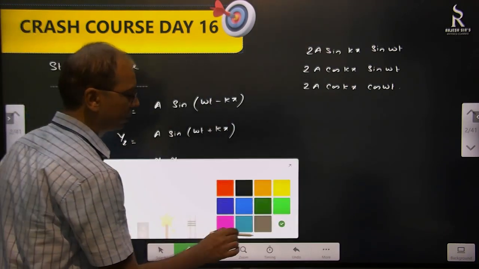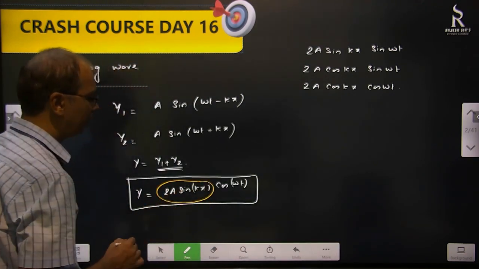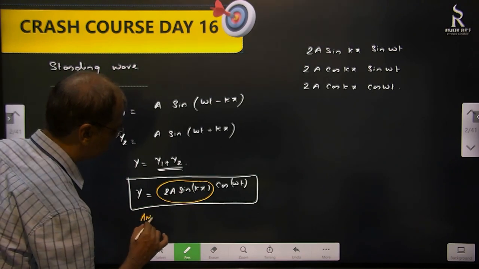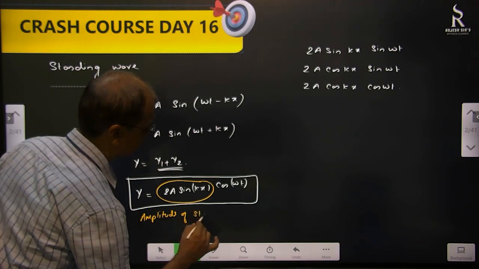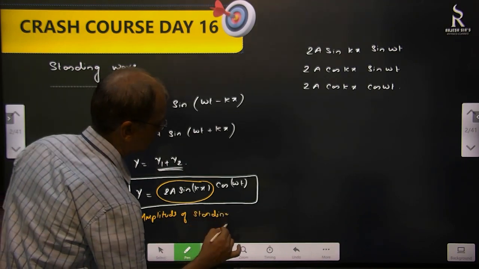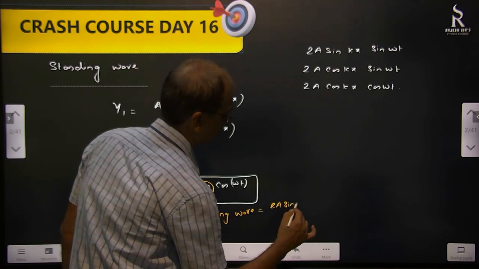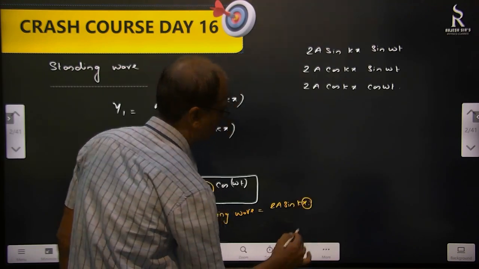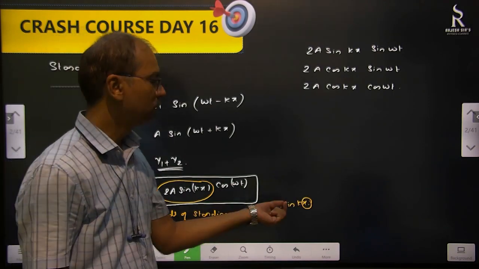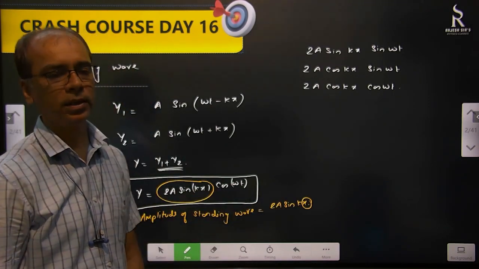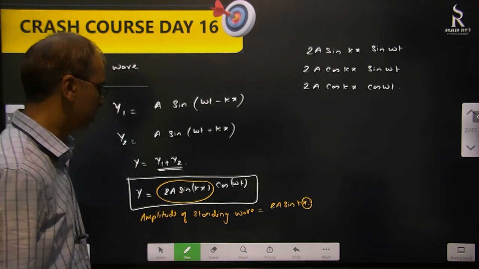And in this one, this represents the amplitude of the standing wave. That is 2a sin kx. Now what does x represent in that? When you keep different values of x, it is going to give you the amplitude of different particles in the standing wave. Because in a standing wave, every particle has a different amplitude.